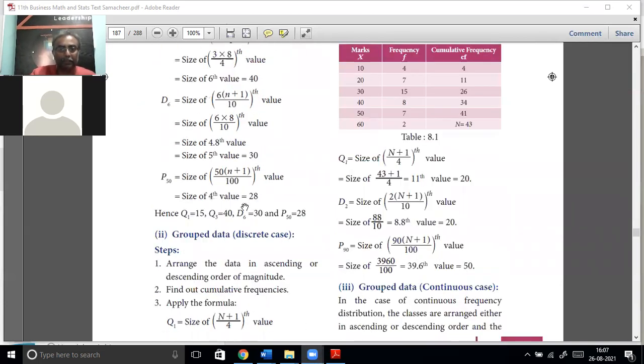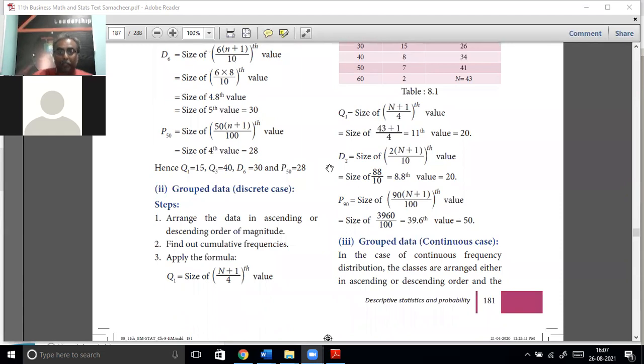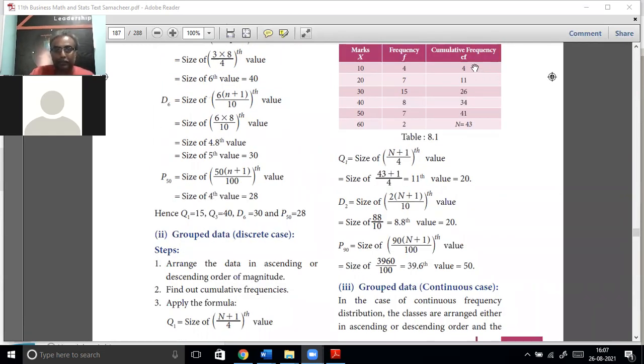This is the 28th. So it is group data, but it is discrete, not continuous data. One extra step you have to make there is you have to calculate the cumulative frequency. That is the extra step you have to make.